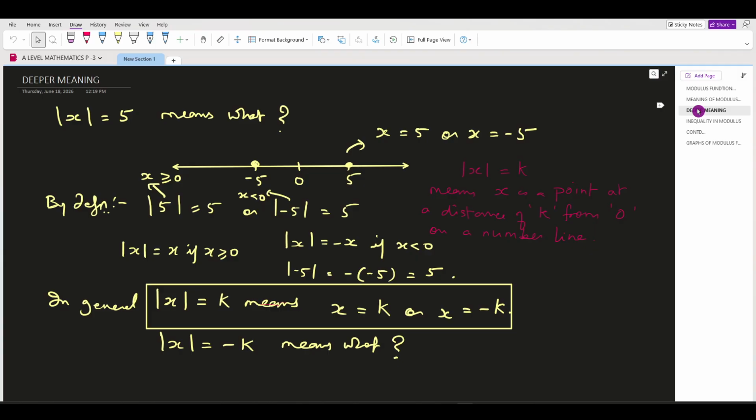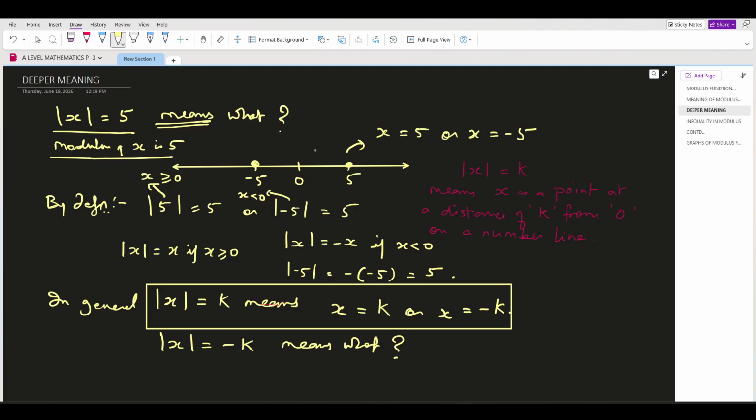Now, suppose somebody gives you a statement like this, and it is read as modulus of x is 5. It is written in this way and it is read in this way. So modulus of x equal to 5, or modulus of x is 5. What is the meaning of this? Now mathematically I told you what is the meaning of modulus of x equal to 5.